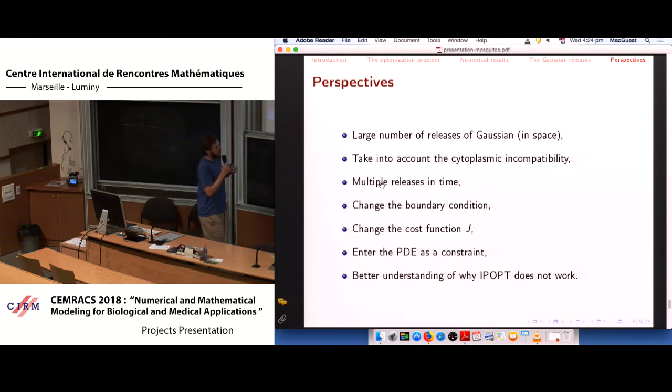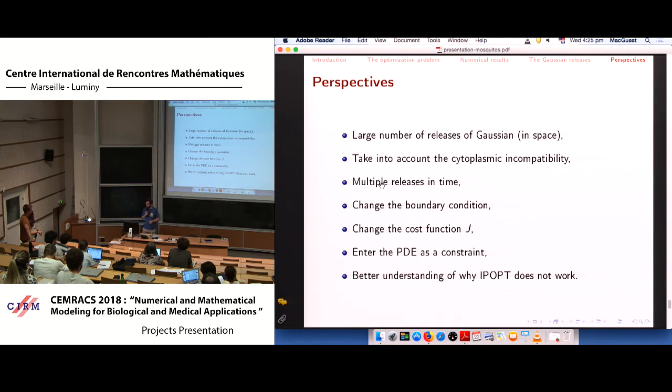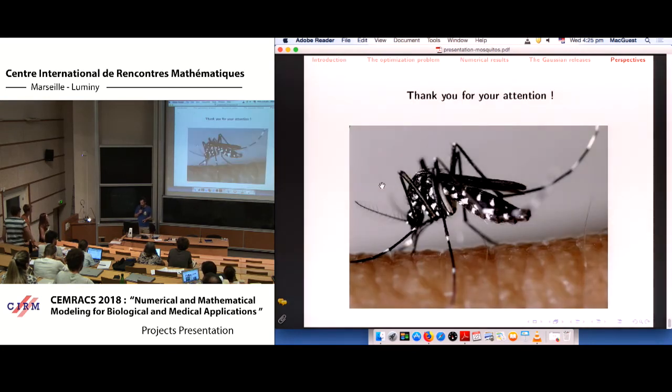So it's a lot more work, but actually I was reading about IPOPT last week, and I realized that it's more like how you're supposed to do it, or how people do it. So maybe that was one of the reasons. And finally, it would be nice to know why IPOPT doesn't work in our case. But yeah, thank you for your attention.